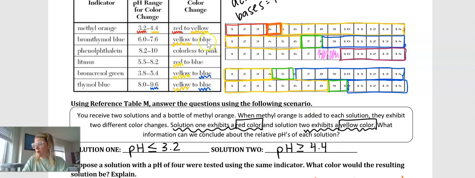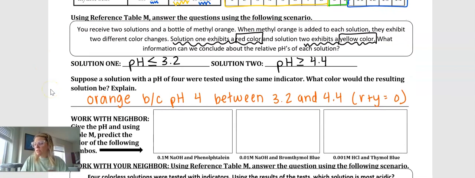All right, excellent. Now, let's take a look at 3 more solutions. Given the concentrations, we want to determine the pH and predict the following colors. So let's first start with 0.1 molar NaOH and phenolphthalein, okay? So 0.1 molar NaOH, we are talking about OH minus. Our concentration of OH minus is 1.0 times 10 to the negative 1, which means that our pOH is 1, okay? That means that our pH is 13.